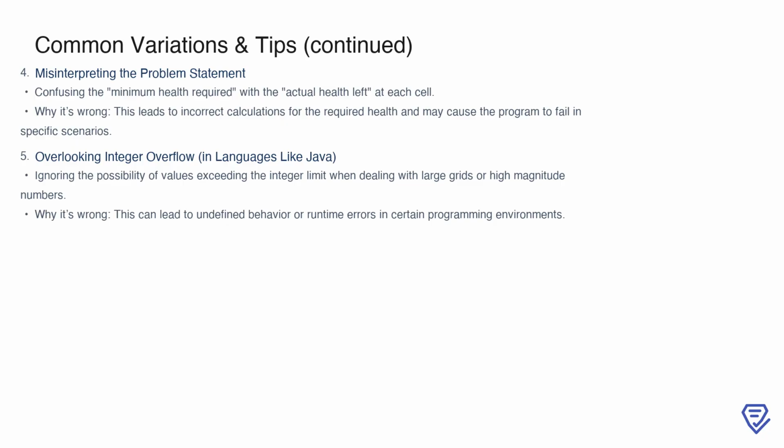Another key mistake is misinterpreting the problem statement. It's easy to confuse the minimum health required at each cell with the actual health left. This misunderstanding can lead to incorrect calculations and a solution that fails under certain conditions. Additionally, in languages like Java, overlooking integer overflow can become a problem when dealing with large grids or extreme values. Without proper handling, operations might exceed integer limits, causing runtime errors or undefined behavior. Being mindful of these pitfalls ensures your solution is robust and resilient across different scenarios.